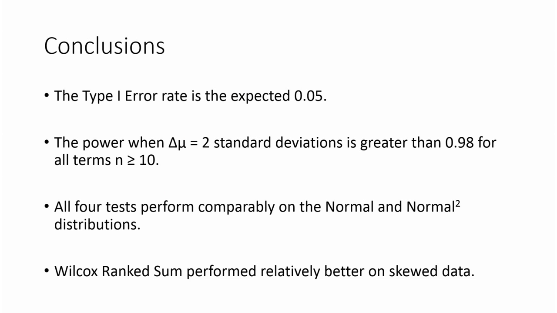Important things to conclude are that the type 1 error is the expected 0.05. When the difference of means is 2 standard deviations, the power is 0.98 or higher, as long as the sample size is 10 or larger. All 4 tests perform comparably on both normal and normal squared distributions. The Wilcox-Rank sum test does perform relatively better on slightly skewed data than normal data, which could support the idea that it is less sensitive to skew.